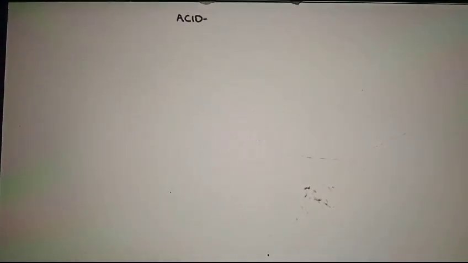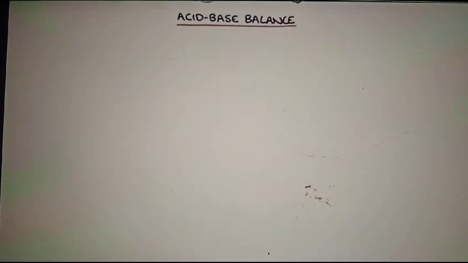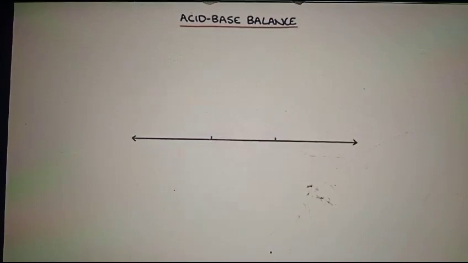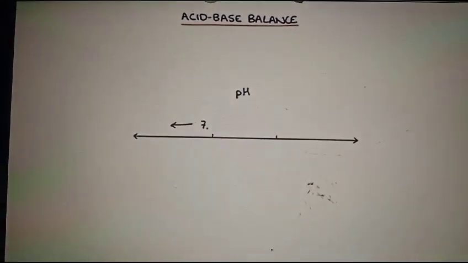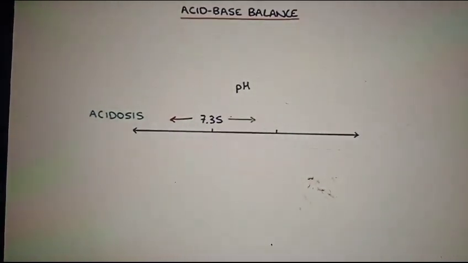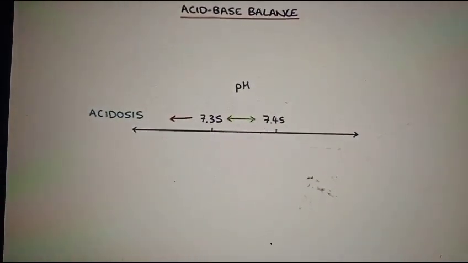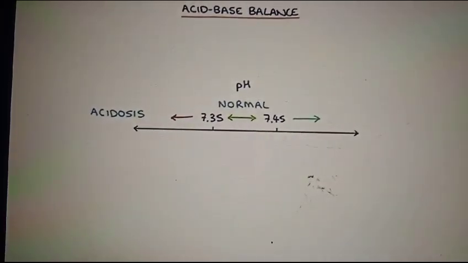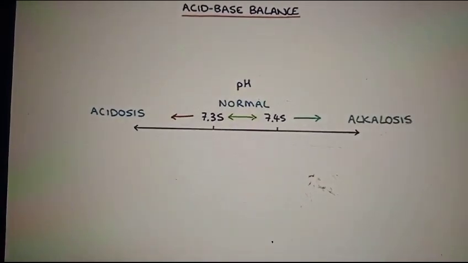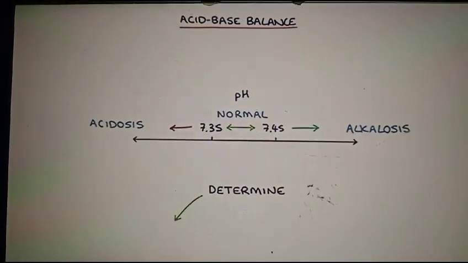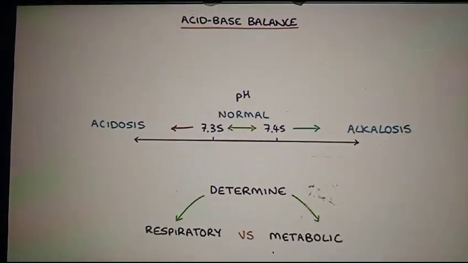Let's just talk about acid-base balance. The next step when you're analysing an ABG is to check the acid-base balance. If the pH is under 7.35, this indicates acidosis. If the pH is between 7.35 and 7.45, this is normal. And if the pH is above 7.45, this indicates alkalosis. Once you identify an acidosis or an alkalosis, you need to determine whether the cause is respiratory or metabolic.